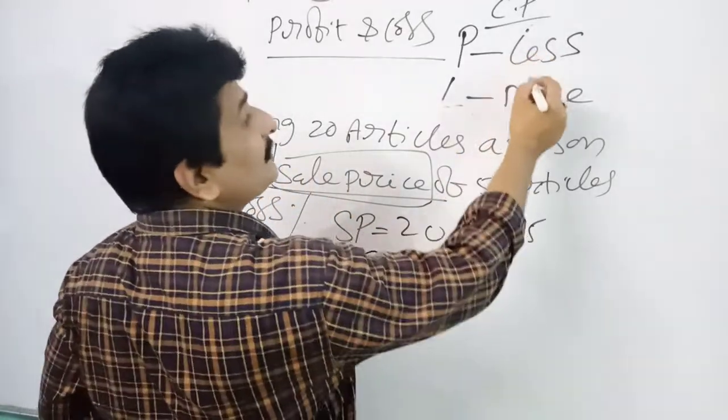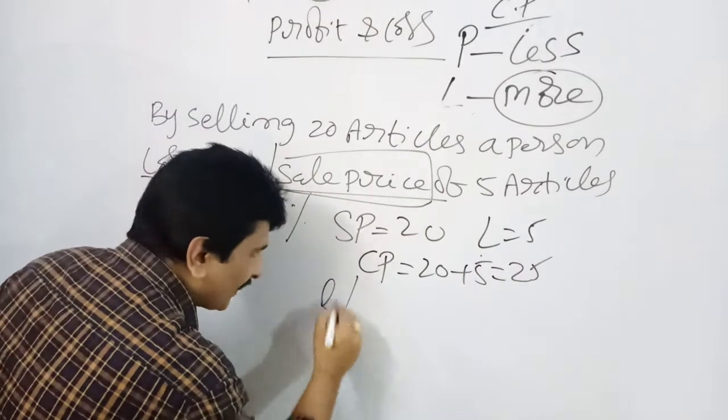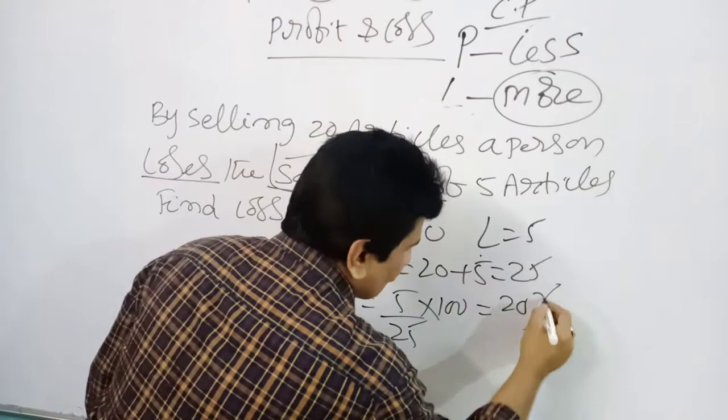When there is a loss, CP will be more. More means we have to add these two. Then only we will get the CP. So the CP will be 25. Then find the loss percentage. 5 by 25 into 100, that is 20%.